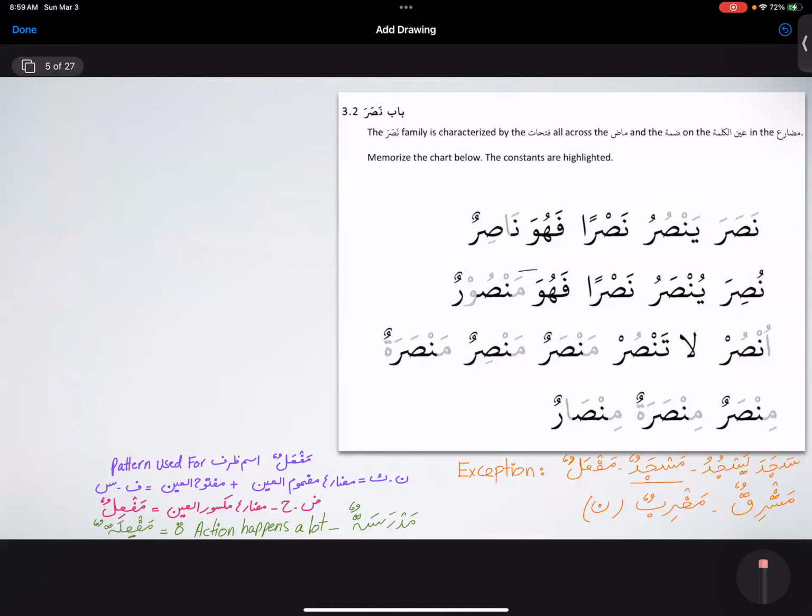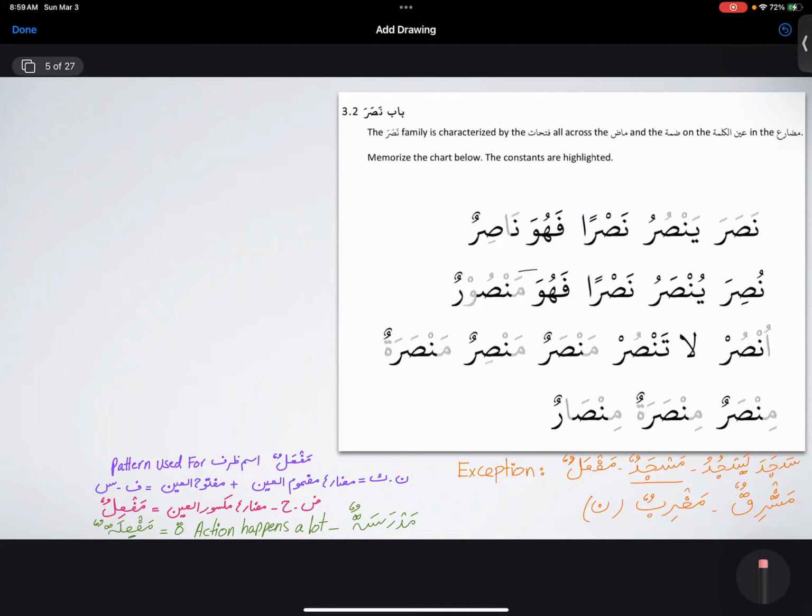Okay, now come to our Bab 1, Bab Nasara. How will it go? Can someone read through this Bab? Nasara yansuru nasran fahuwa nasirun. Nusira yunsaru nasran fahuwa mansurun. Unsur la tansur, mansarun, mansirun, mansaratun, minsaratun, minsarun. Minsarun, okay.